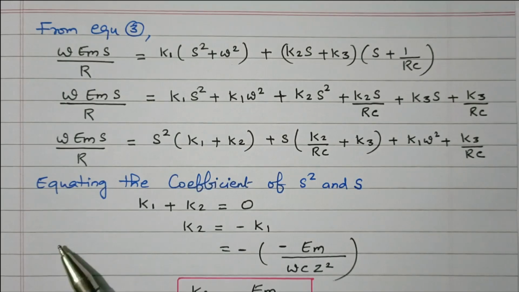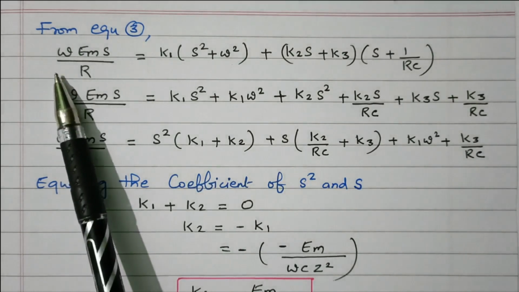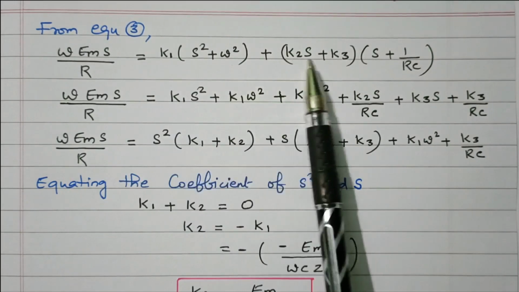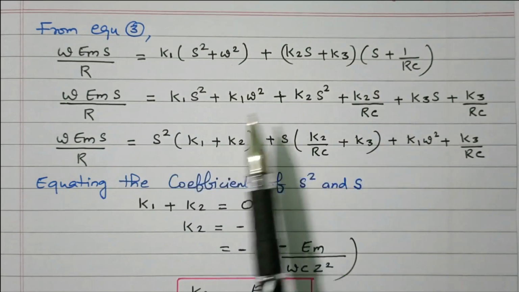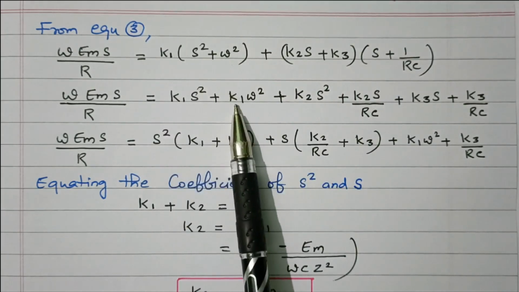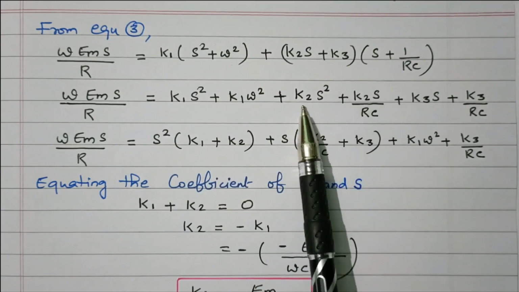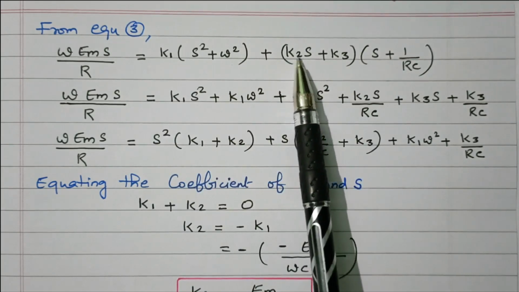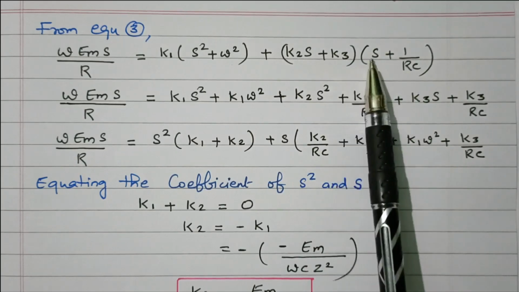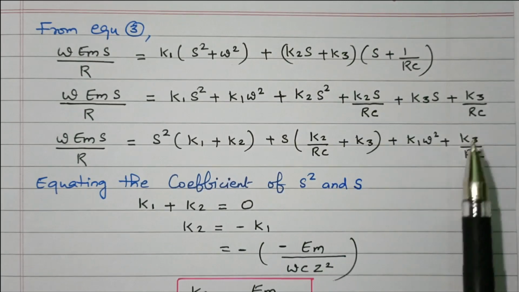K2 and K3, we are going to find by equating the coefficients. First we will take equation 3. Now we'll multiply this inside in order to bring out the coefficients. So K1 into S square, K1 into omega square. Here K2 S into S, so that K2 S square, K2 S divided by 1 by RC, K3 into S, K3 divided by 1 RC.